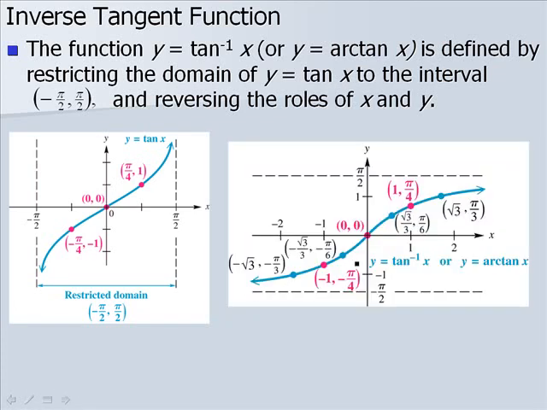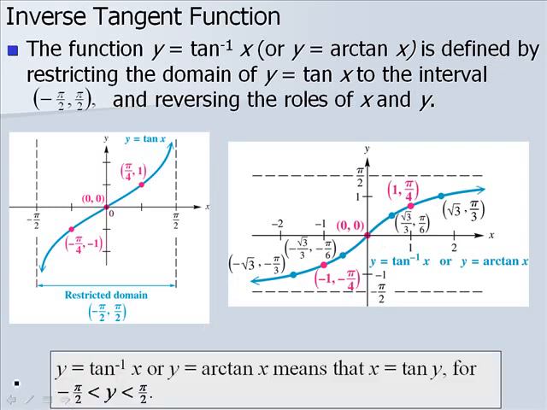And when we reverse the roles, now we see our points plotted, and we have our arctangent or tangent inverse function. So, y equals the tangent inverse of x, or arctangent of x, means that x equals the tangent of y for y values between negative pi over 2 and positive pi over 2.